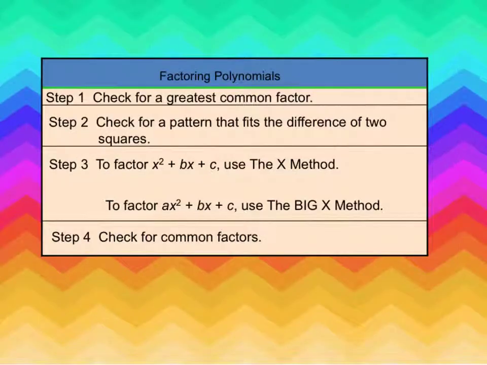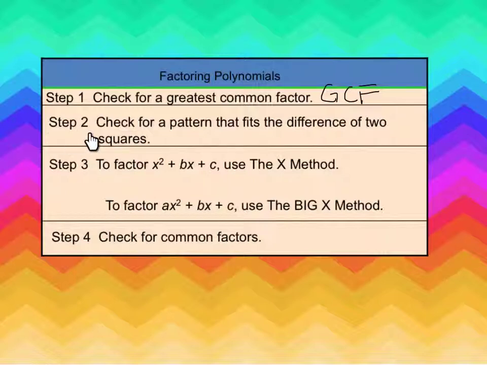When given a polynomial and asked to factor, there's a few steps you want to go through, and you'll be able to use one of the four methods or a combination of the four methods from the previous slide. So when you're factoring a polynomial, step one is to check for the greatest common factor. And if you have a greatest common factor, that means that you're going to factor by GCF. So you're going to first look for the greatest common factor.